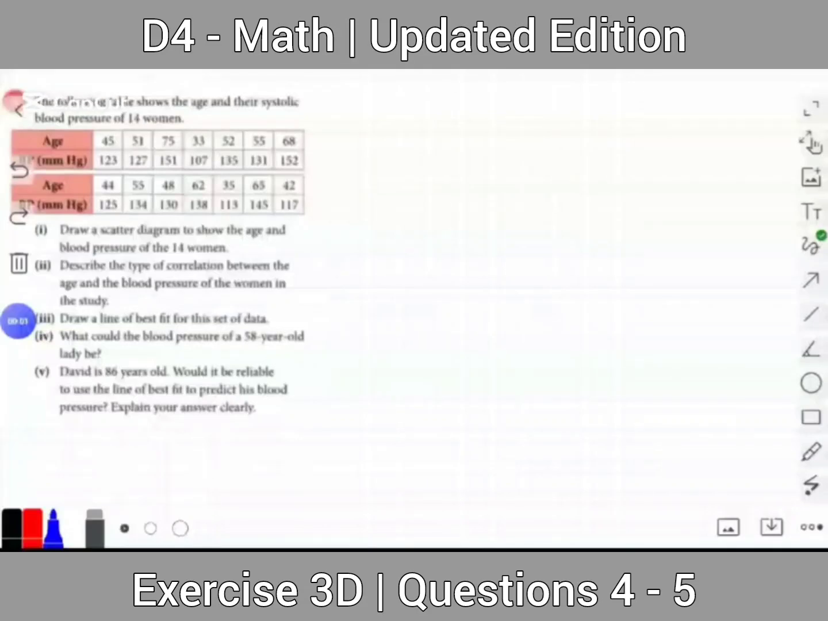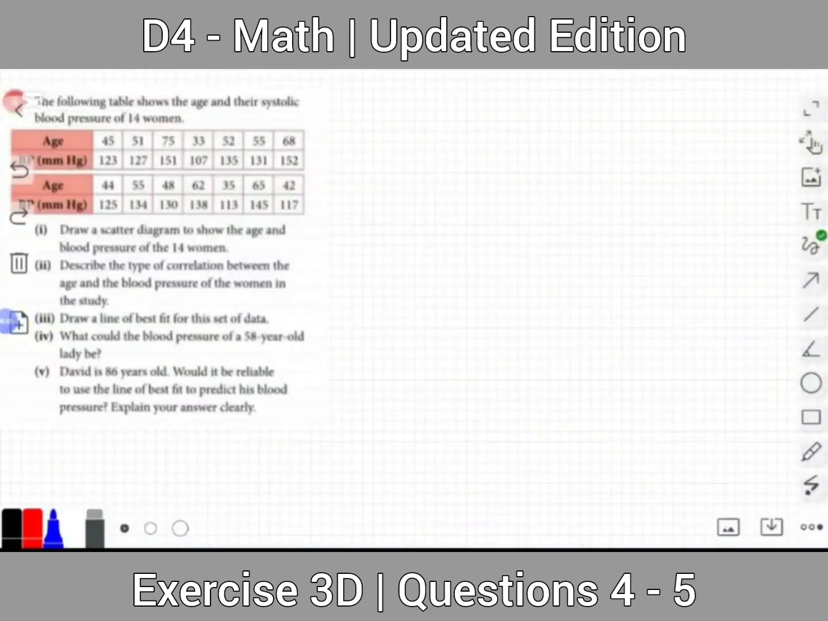Now in question 4, the following table shows the age and systolic blood pressure of 14 women. In part 1, draw a scatter diagram to show the age and the blood pressure of the 14 women. So now we will draw the x-axis and y-axis.